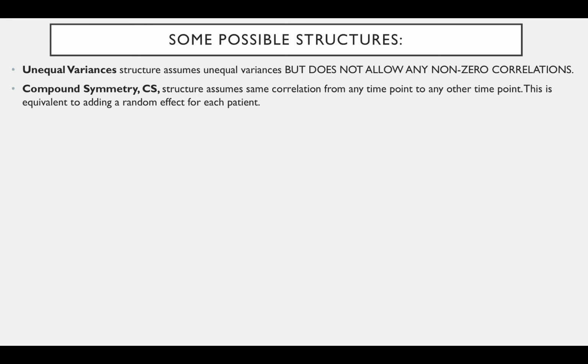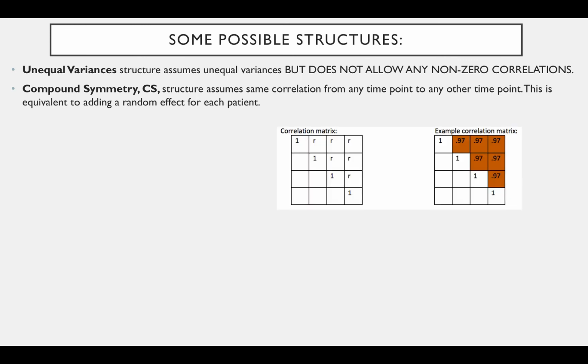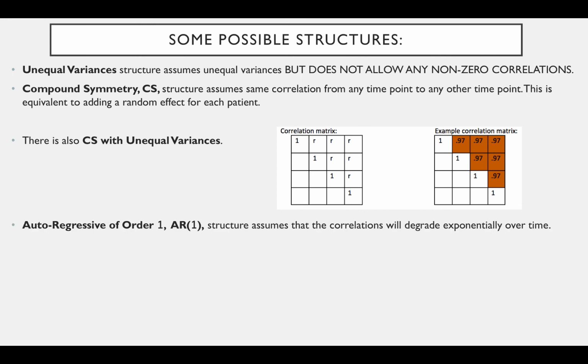Compound symmetry is probably not the right choice for us because we have correlations that are decaying. The correlation matrix that would make sense for compound symmetry would just have the same correlation everywhere that's not with itself. We could also do a compound symmetry with unequal variances. But again, these are not things that match the situation we have.